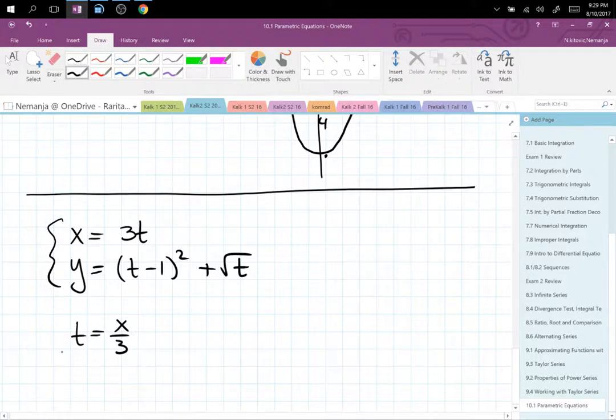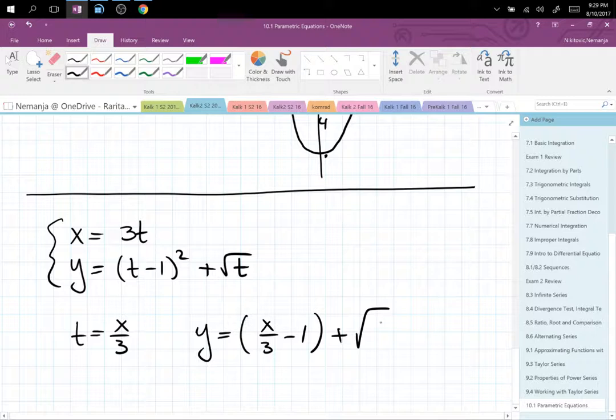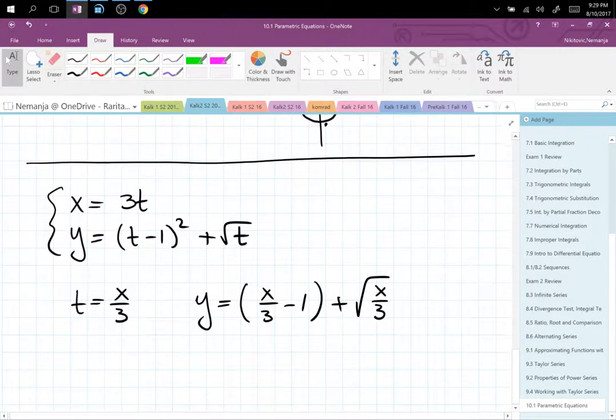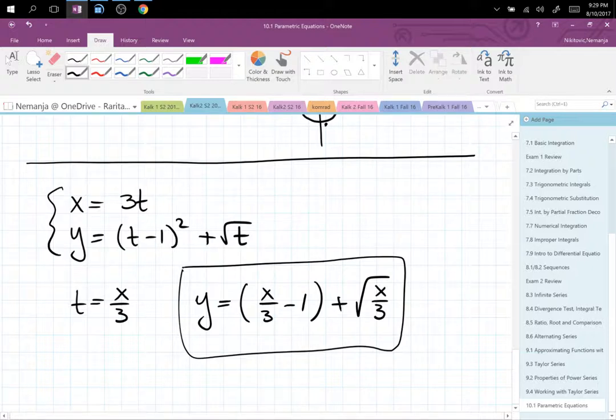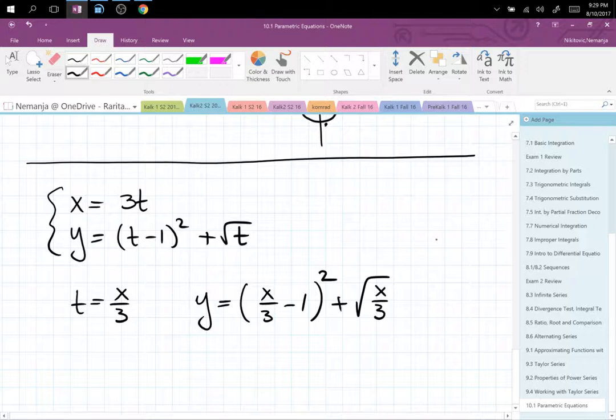Common sense would say, do it in the first one, right? And then we are going to replace that in the second equation, so y equals (x over 3 minus 1) squared plus the square root of x over 3. Now you might want to simplify this and so on, but this equation over here is already your answer. I forgot to square. So you can square everything out and do these things. But we are technically done right there.